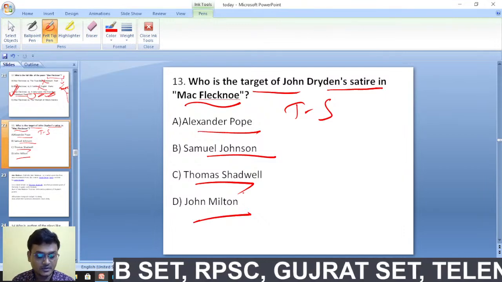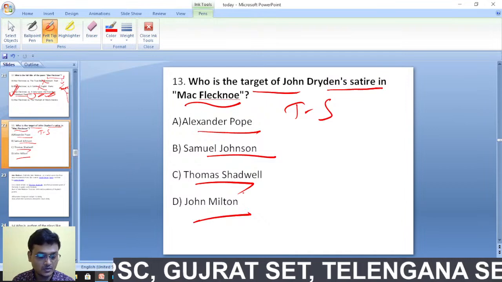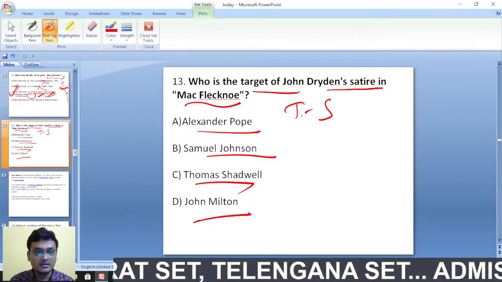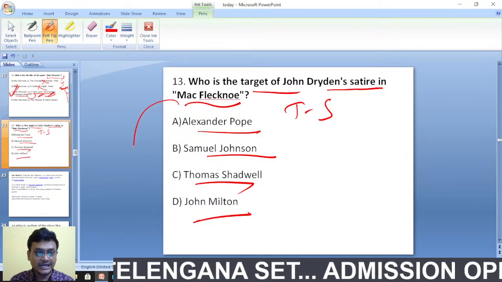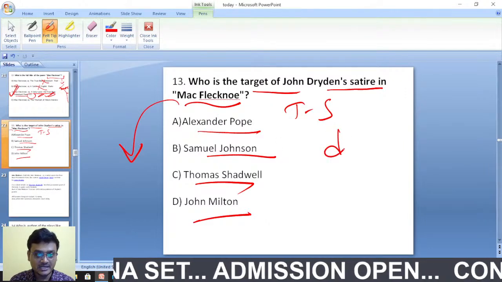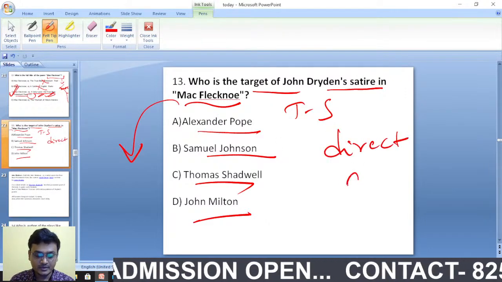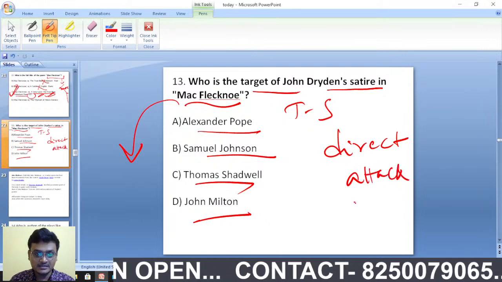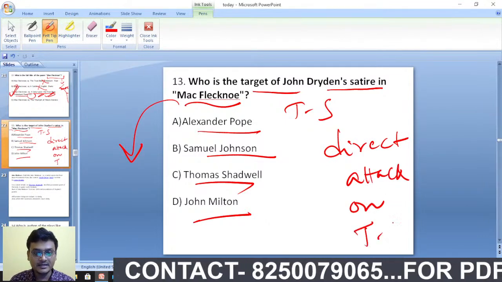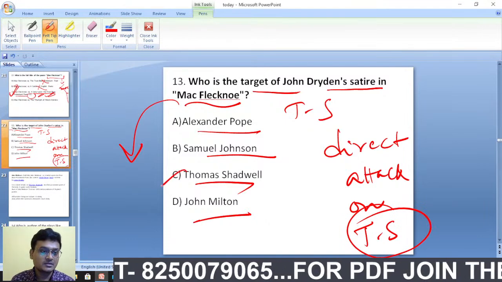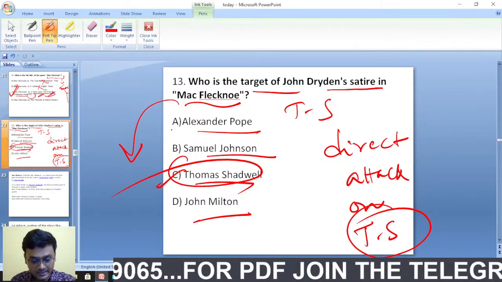Again. No. Again, C. Yeah. Max Flecknoe is a satire, a direct attack on Thomas Shadwell. That is T.S., Thomas Shadwell. So here C is the right answer.